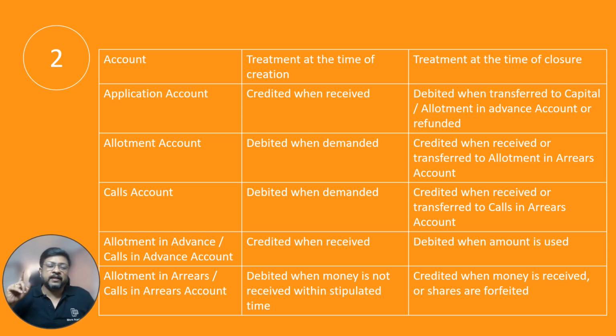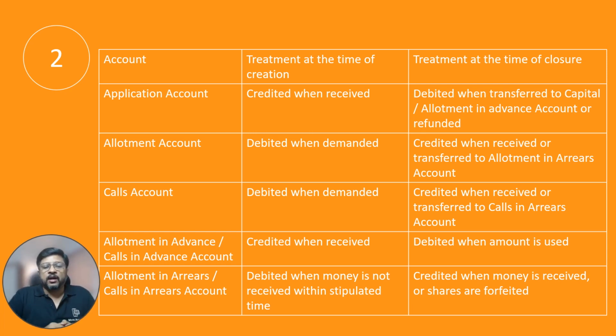Application account gets closed either on account of transfer to capital or on account of allotment in advance or on account of refund. Allotment in advance account gets credited when it is received and then gets debited when it is actually used. Allotment account and call account, as well as allotment in arrears and calls in arrears account, they all get created out of debit and get closed out of credit.